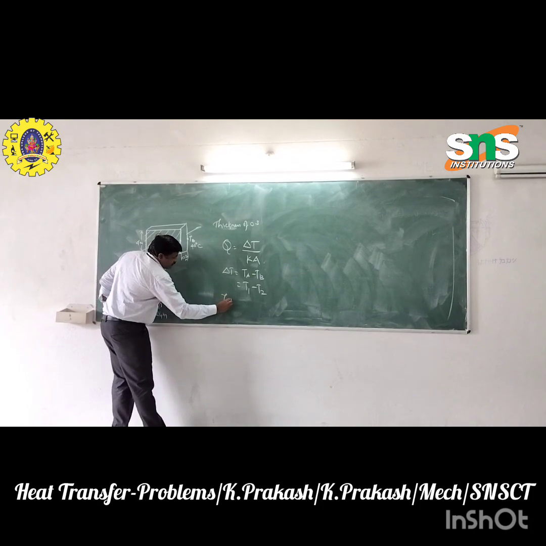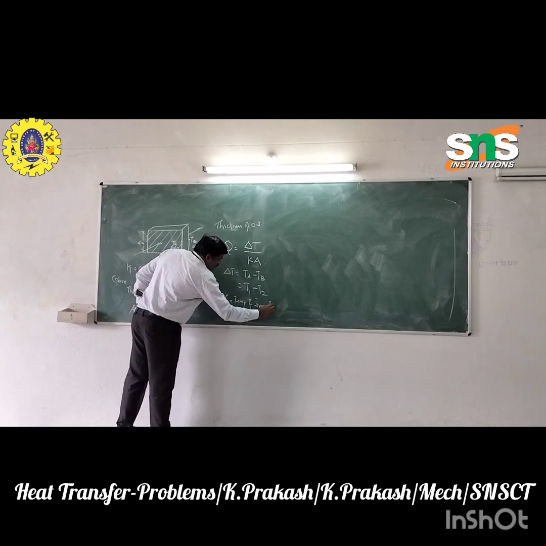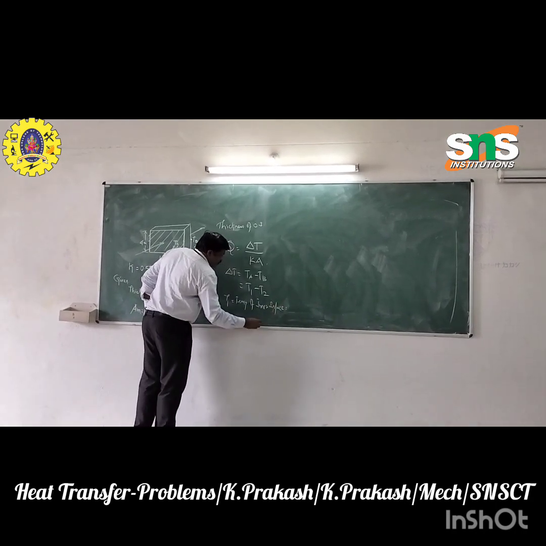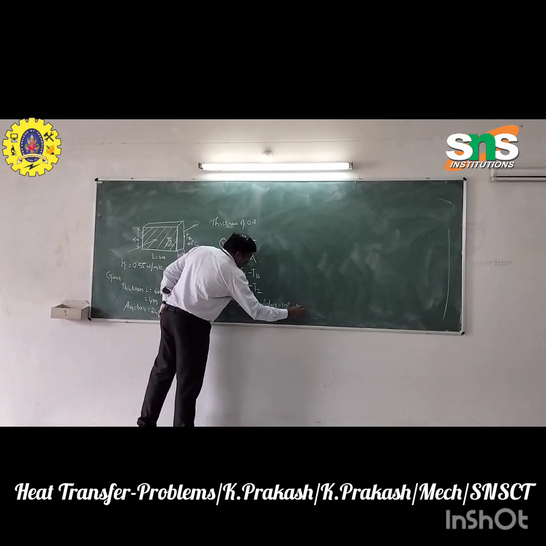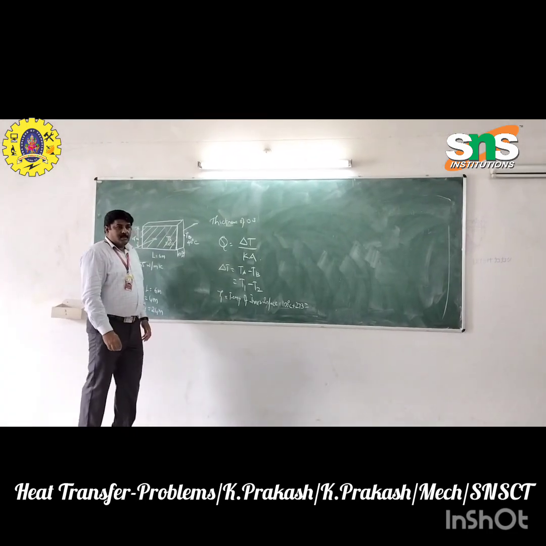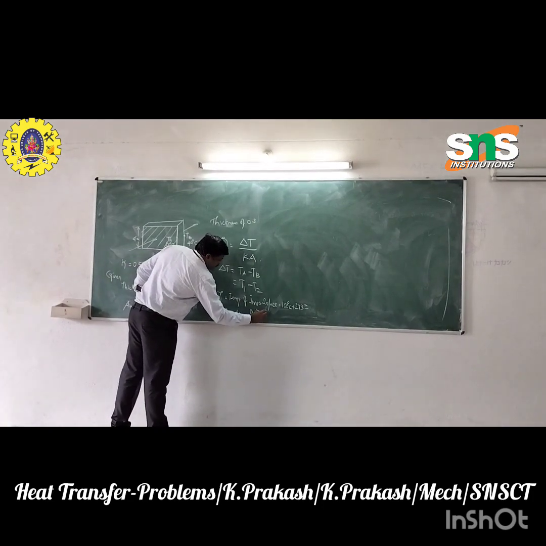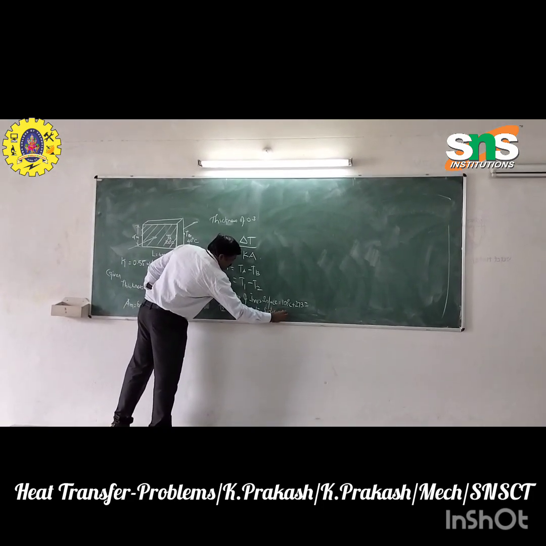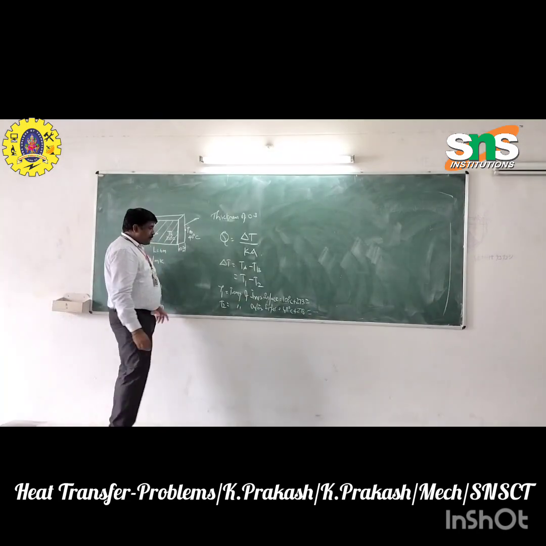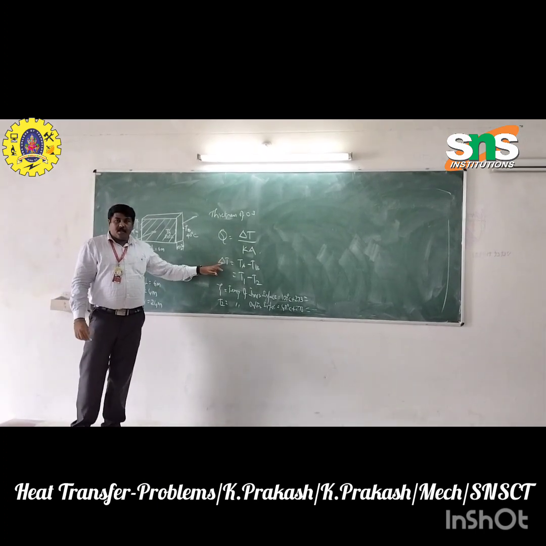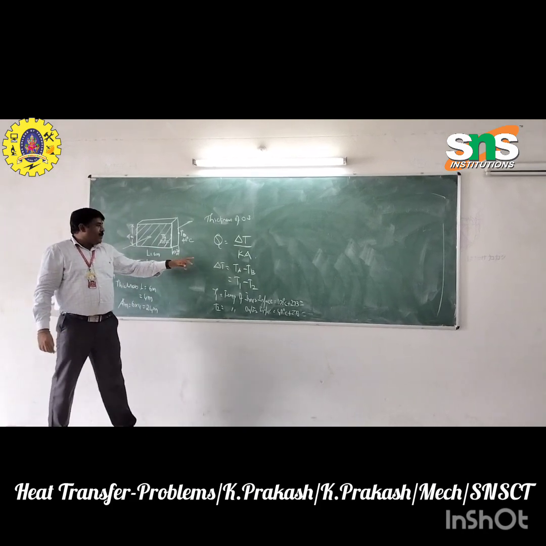So T1 is the temperature of the inner surface. Here it is 100 degrees Celsius plus 273, so we will get an answer. In the same way, T2 is the outer surface temperature, 40 degrees Celsius plus 273. Now you can get the temperatures T1, T2. If you substitute here, it is delta T. And here what about K A?